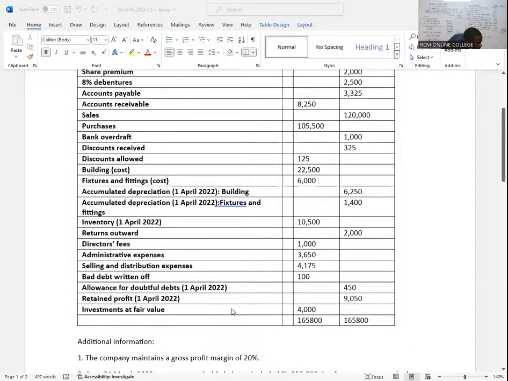Is it the second? 1, 2. Yes, the second last item. Investment at fair value, and then we have retained profit as at first of that. How much is the retained profit? Can you see 90, 50?